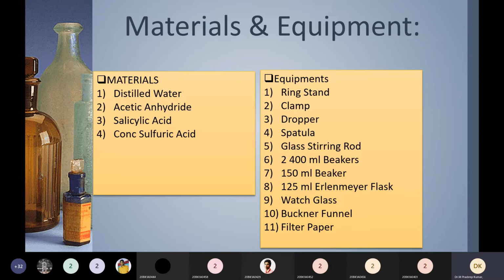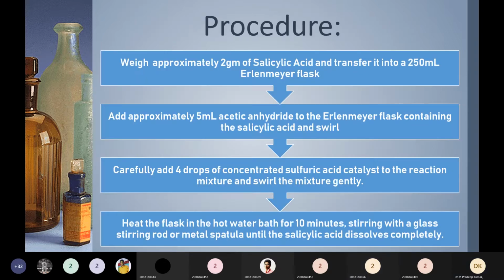Have you written? Should I move to the next slide? Yes, sir. Okay. Now write this procedure. Procedure, you write.